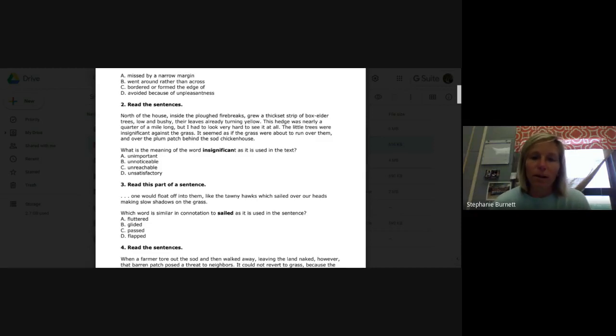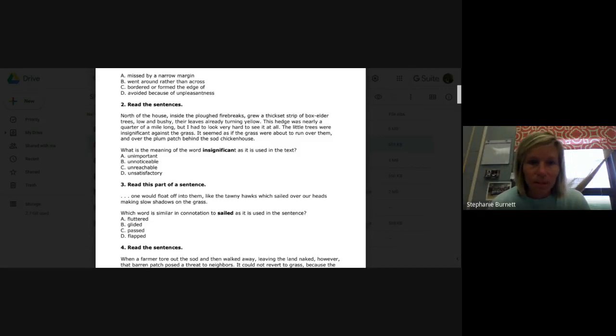And it asks us, what's the meaning of the word insignificant? All right, so that one has a prefix on it. You might already know what the word significant means. Knowing your prefix definition is very helpful on this one. Okay, we know that the prefix in means not. And so we look at all our answer choices and they all start with un. Un also means not.